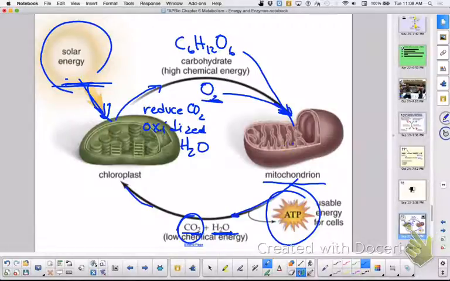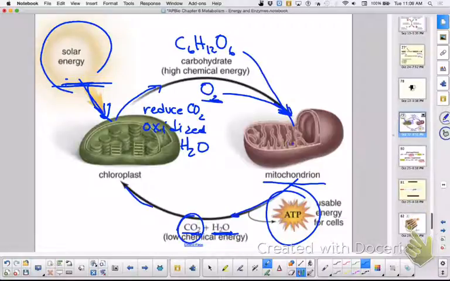Not it. Not it. Pass or play. Go. Oh, that's okay, carbon dioxide, oxidized.